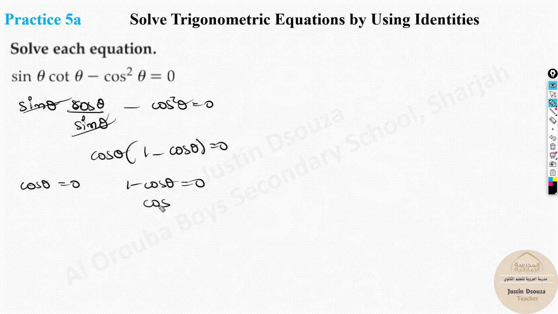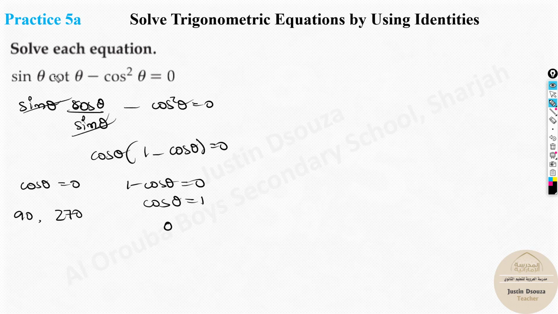Here it's done. But over here, what do we get? This is minus cos theta. Take cos theta to the other side. It will be plus cos theta equals positive 1. What are the answers? If you look at the unit circle, cos theta is 0 at 2 points: 90 degrees, 270 degrees. We have done this many times before. When is cos theta equals 1? Only at 0 degrees.